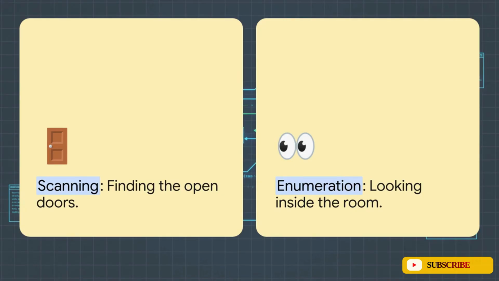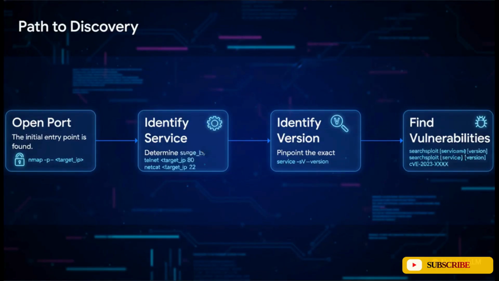Here's probably the easiest way to think about this. Scanning, that's just the act of finding all the open doors. Enumeration, on the other hand, well, that's when you carefully peek inside the room to see what's actually in there. This right here, this is the path to discovery. And it's exactly why this process is so absolutely critical.